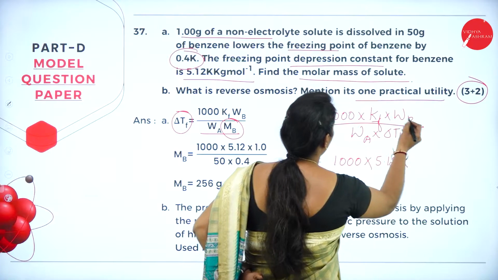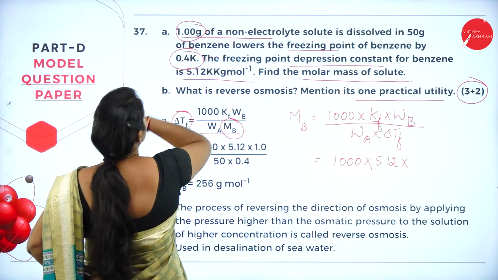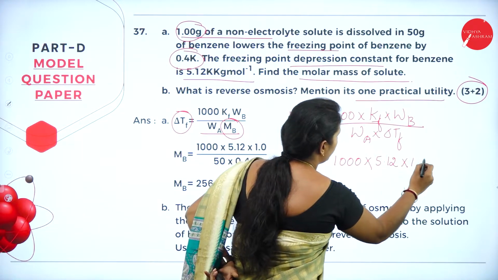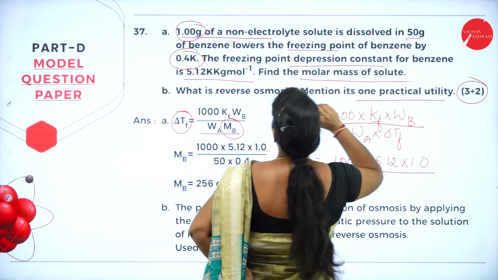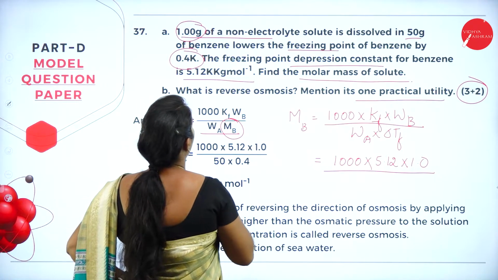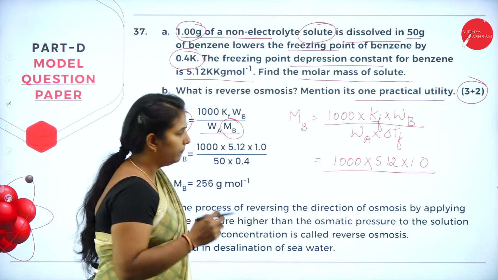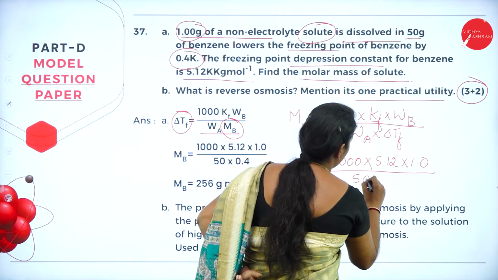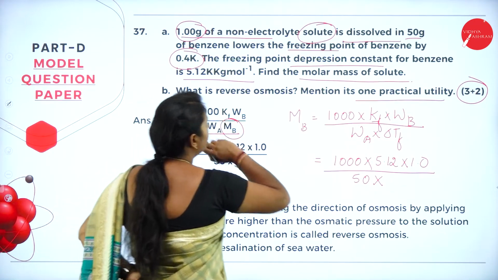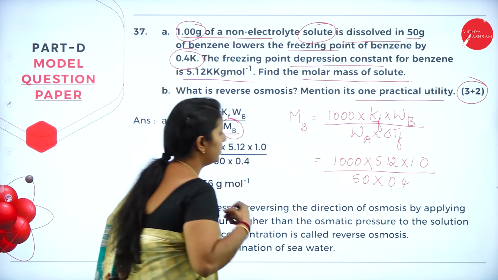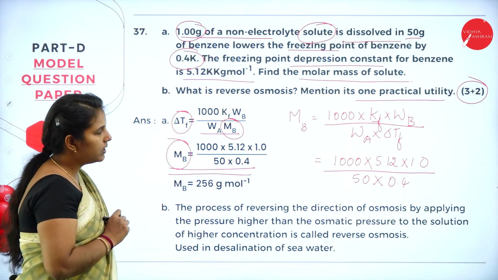5.12 into what is WB here? WB is 1.00 gram. So, it is 1.0 divided by what is WA here? WA is 50 gram, because 1.00 gram of non-electrolyte solute is dissolved in the solvent benzene. So, it is 50 into, what is the delta TF value they have given? 0.4. This is how you will substitute the values to calculate the molar mass of the solute.